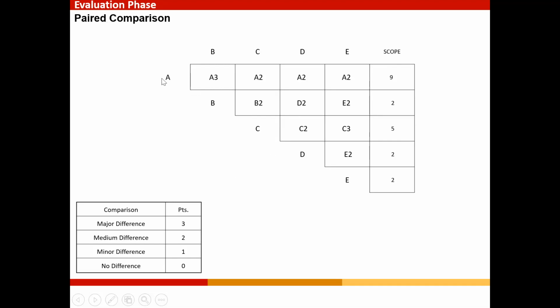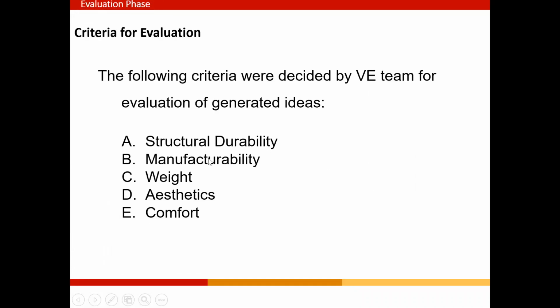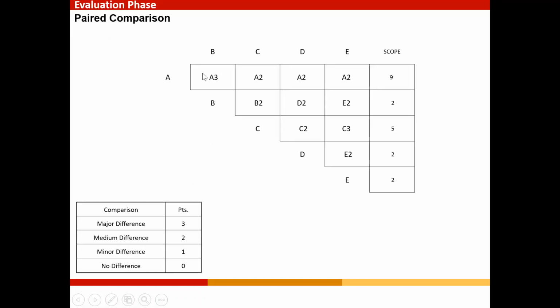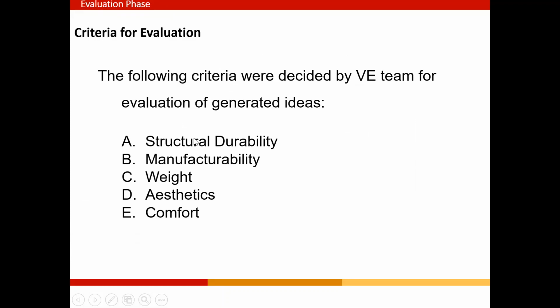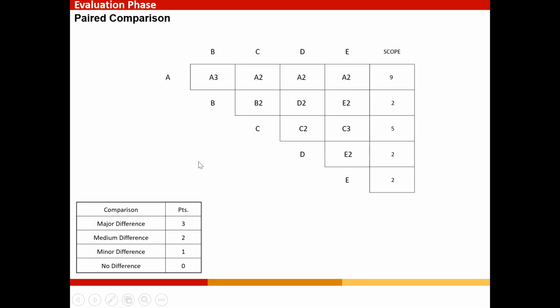So here what I've done is that I'm going to compare the A criteria with all the remaining criteria, and B criteria with other criteria. So when I'm comparing A with B, or when I'm comparing the structure durability with manufacturability, I have given a major difference for A. So A is more important. So they gave A 3 points, and when they compare A with C, they found the difference is very small. So they gave 2.